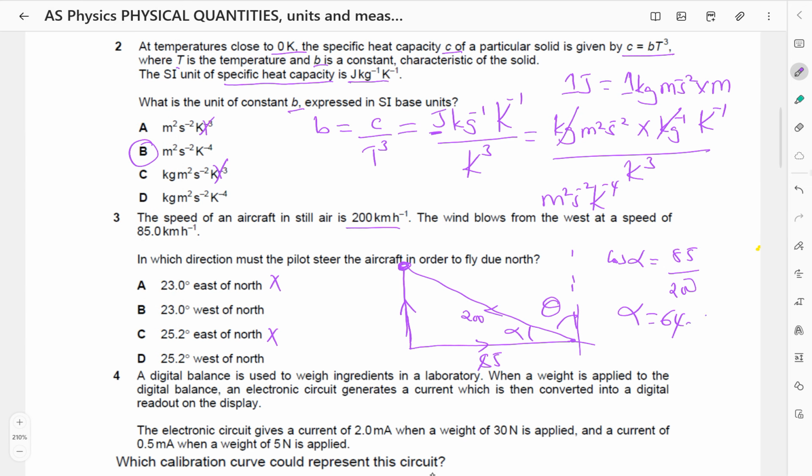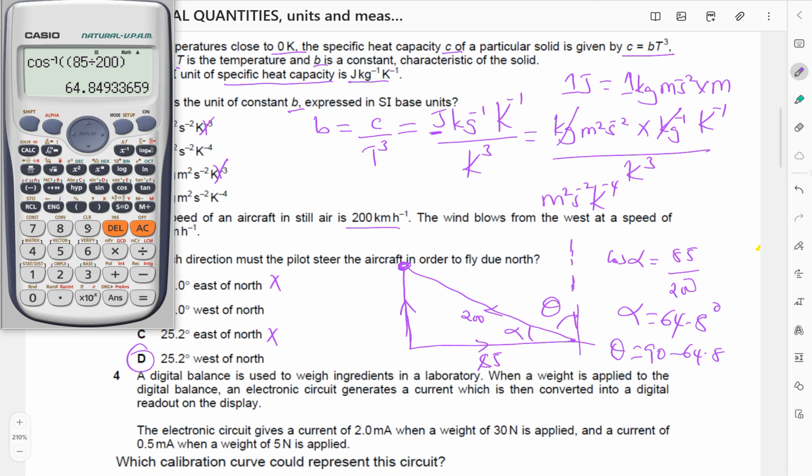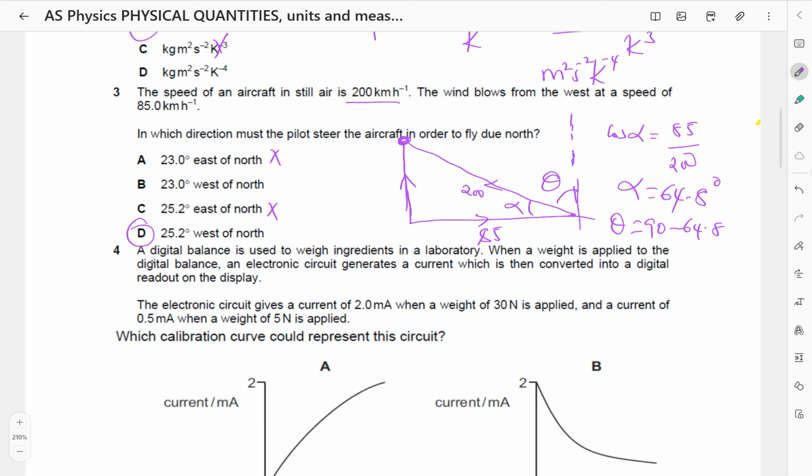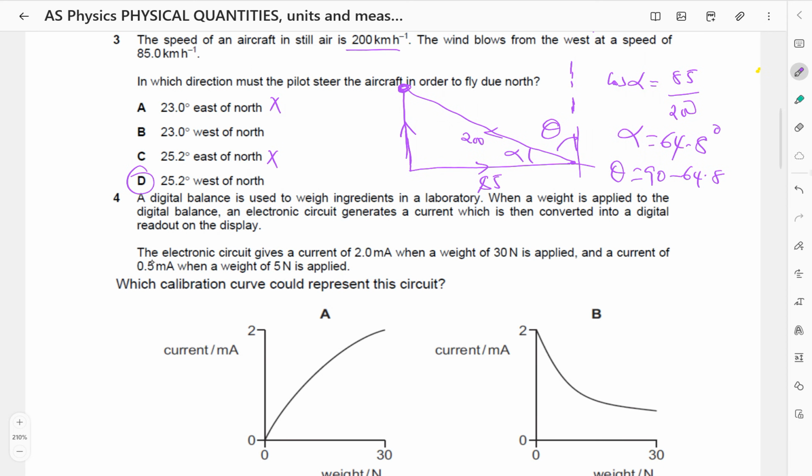Alpha is 64.8 degrees. So I want theta, since it is measured west of north. West of north is measured from the vertical line. So theta is going to be 90 minus 64.8, which I think is 25.2, which is going to be D. We can check. 90 minus the answer, which is 25.15, which is 25.2 west of north. So the answer is going to be D. You can have a different way of doing it, there is no problem.